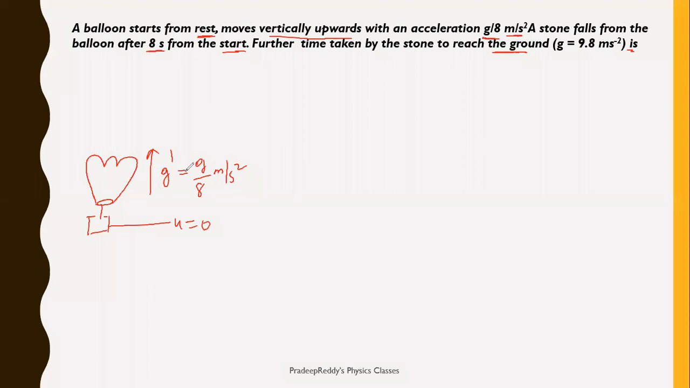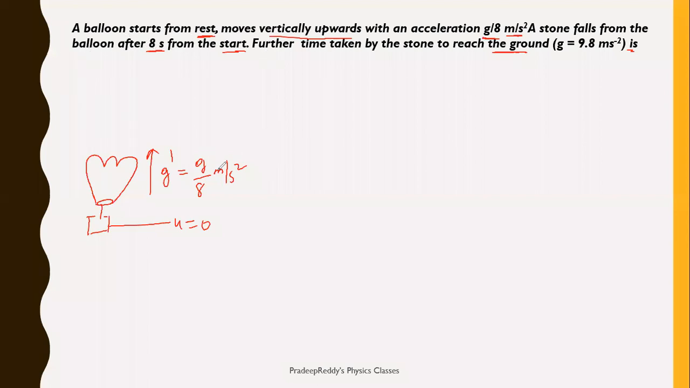Actually, g you should take it as 9.8 meter per second square or 10, no problem with that. But this balloon is not moving with acceleration due to gravity. It is moving with some net acceleration, which is g by 8 meter per second square. Now it is going up. Okay. A stone falls from balloon after 8 seconds from the start.